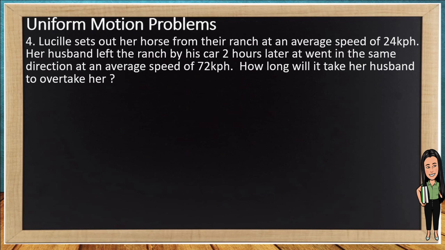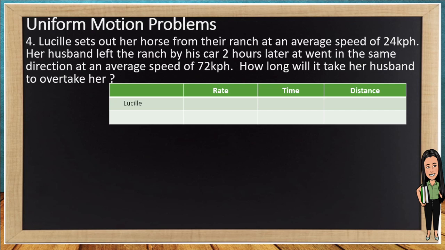Okay, overtake uli. Ibig sabihin, magiging pareho yung distance nila. Represent muna natin. We have Lucille and her husband. Ang speed daw ni Lucille, 24 kilometers per hour. Si husband, which is using his car, is 72 kilometers per hour. Okay. Husband left the ranch by his car 2 hours later. Ngayon, ang tinatanong, how long? Hindi natin alam yung time.